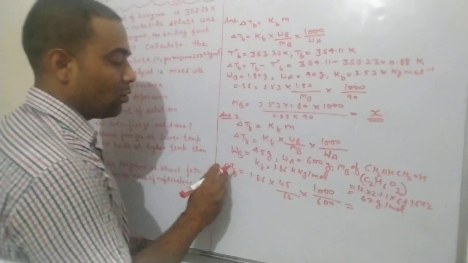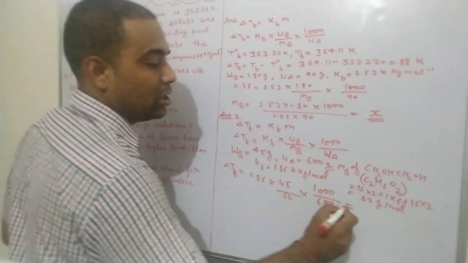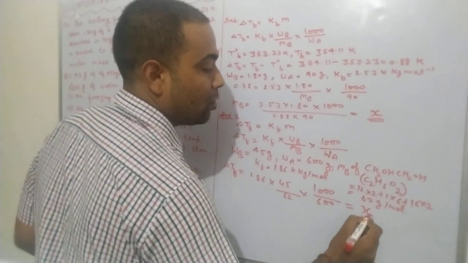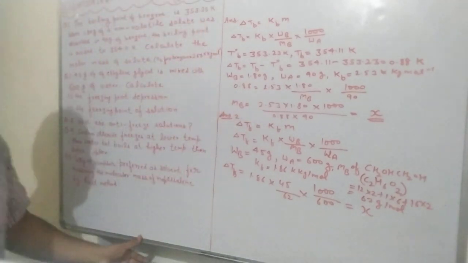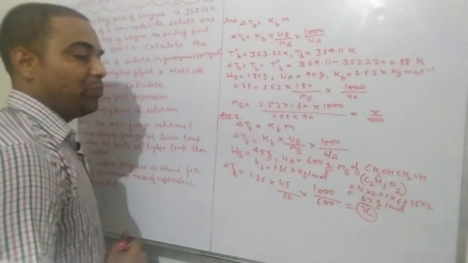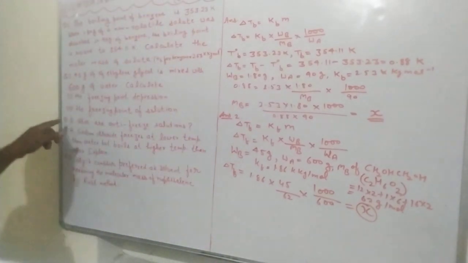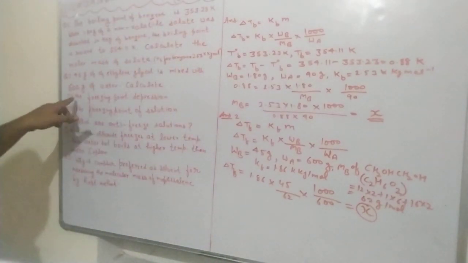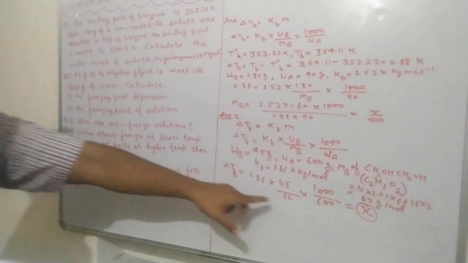From here we will calculate the value of del Tf. Suppose it is x Kelvin. The value that comes is del Tf. Now this is the answer of the first part, the freezing point depression.